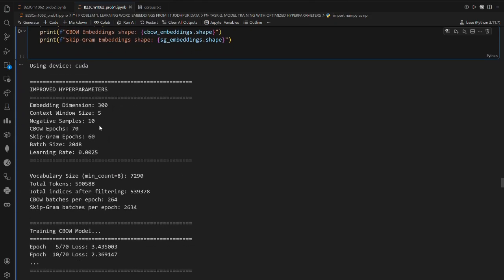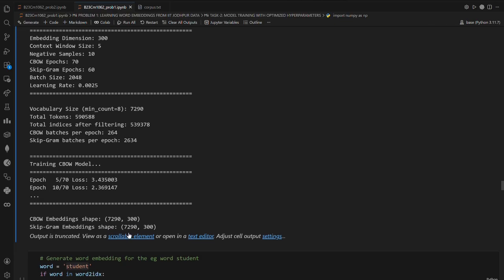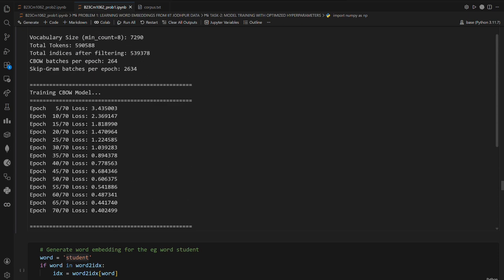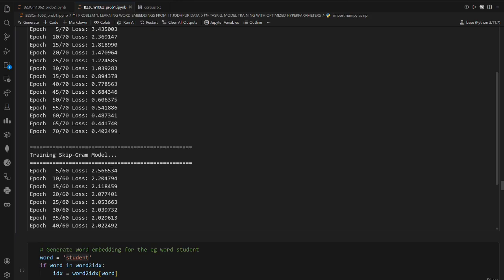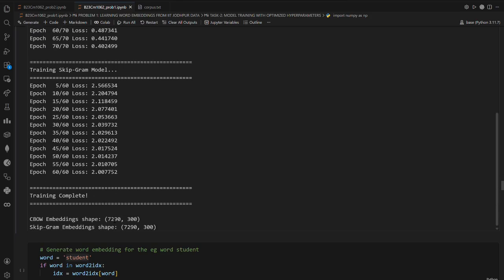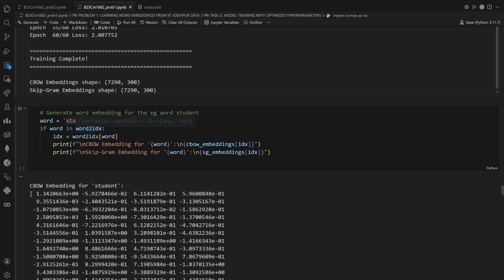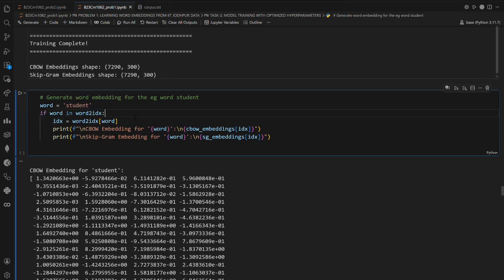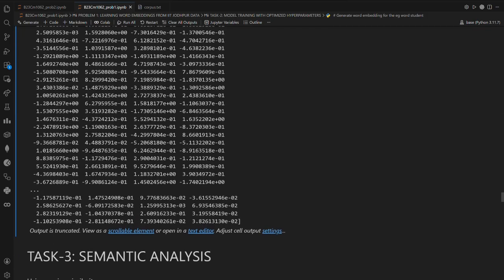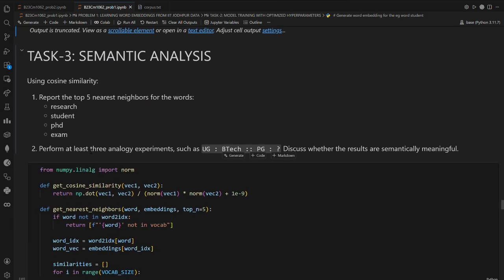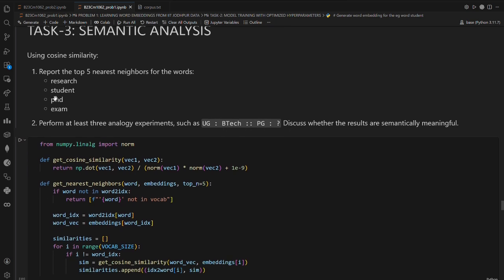So here you can see the hyperparameters: the dimension is 300, the context window size is 5, and the negative samples are 10. You can see the loss is decreasing as we move on with the epochs, and the final loss is around 0.4 for CBOW, and for skipgram it is around 2. So this is the final embedding shape of 300 dimensions for 7290 tokens. Here we printed the final word embedding for the word student. So this is the CBOW embedding of 300 dimensions.